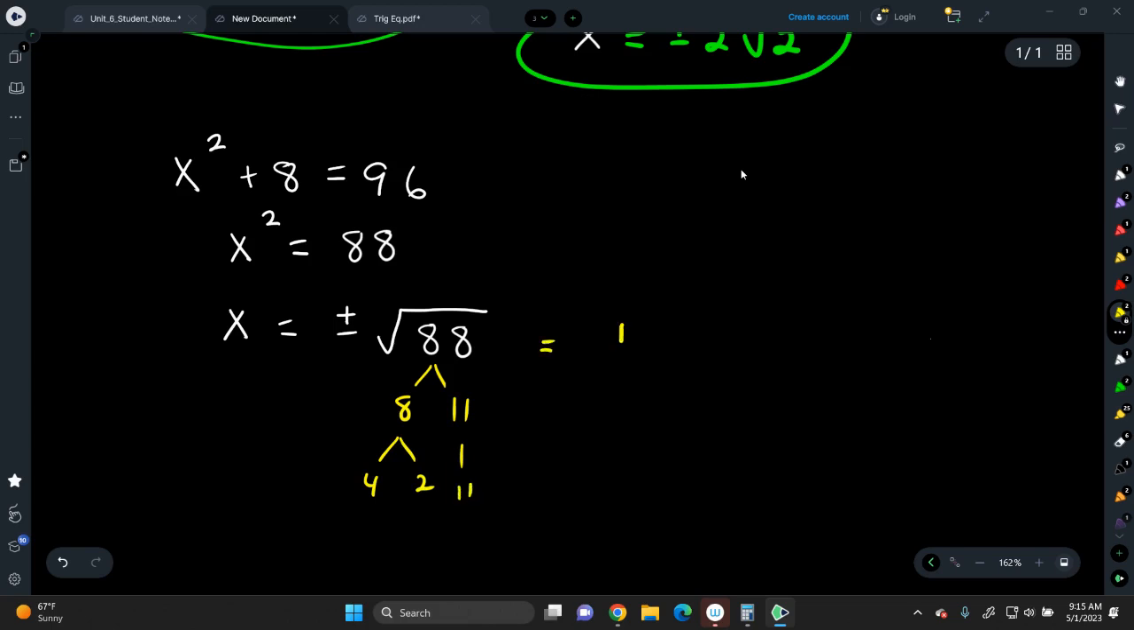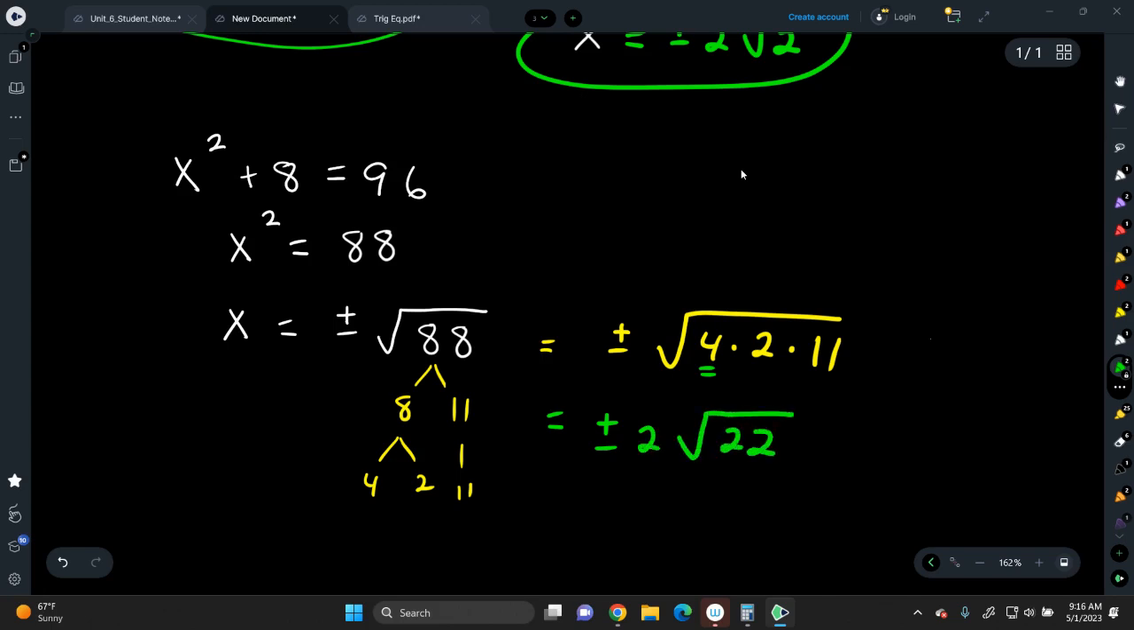So now let's go ahead and factor that 88 down. We've got, yeah, 8 and 11, and 8 is 4 times 2. Okay, so I'm going to rewrite this plus or minus the square root of 4 times 2 times 11. And then we know the square root of 4 is 2. So it's plus or minus 2 square root of 22.